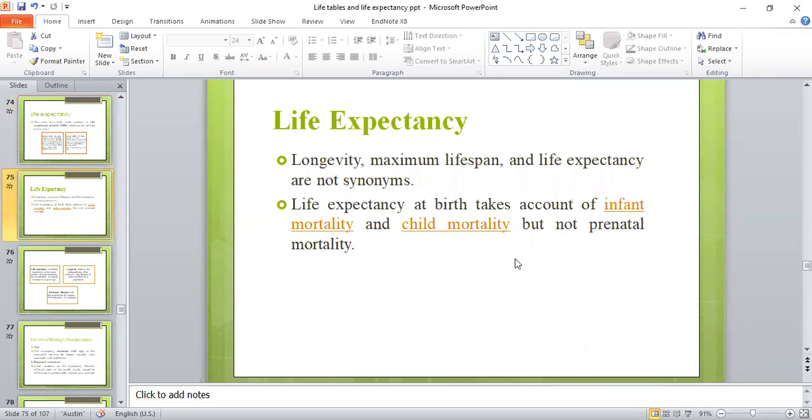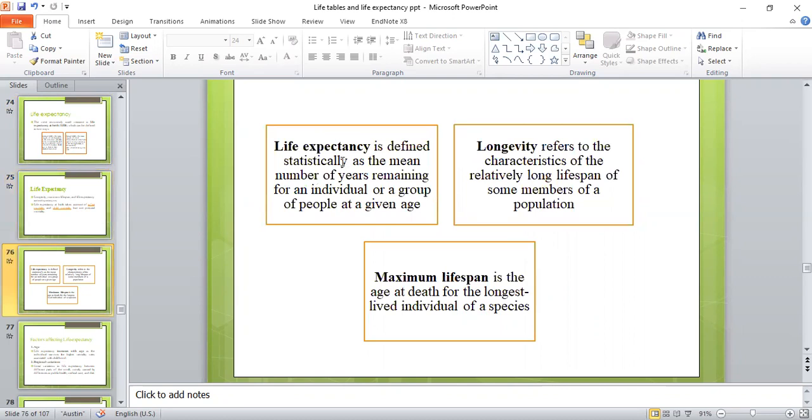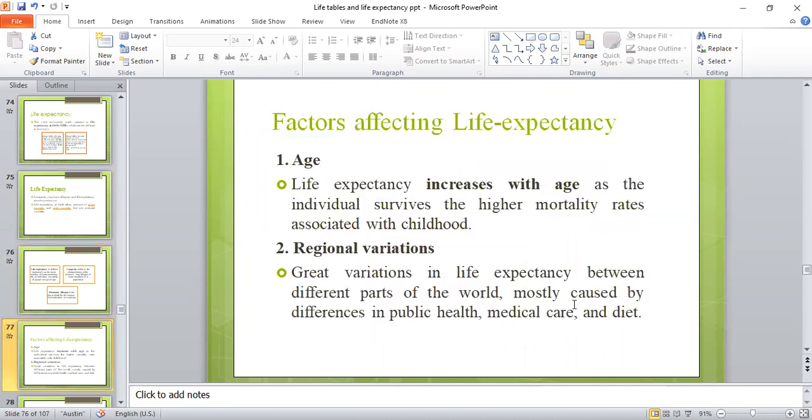There is some difference between longevity, maximum lifespan, and life expectancy, and these are not synonymous. Life expectancy at birth takes account of infant mortality and child mortality, but not prenatal mortality. Life expectancy is the mean number of years remaining for an individual or group of people at a given age, whereas longevity is the characteristic of relatively long lifespan of some members of a population. Maximum lifespan is the age at death of the longest-lived individual of a species.